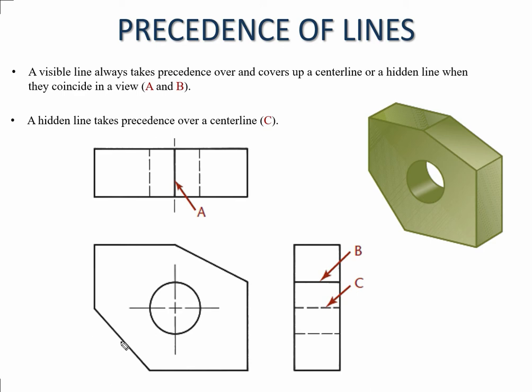Another example, here we have the surface limit of this circle. And here we have another surface limit for the cylindrical hole. So here, guys, at this location, we should have two lines, a visible line and a hidden line. The visible line represents this edge, and the hidden line represents this surface limit. If you have a visible line and a hidden line, the priority is for the visible line, so the hidden line should be removed. We should keep just the visible line like this. So the precedence is for the visible line first, hidden line second, and center line third.